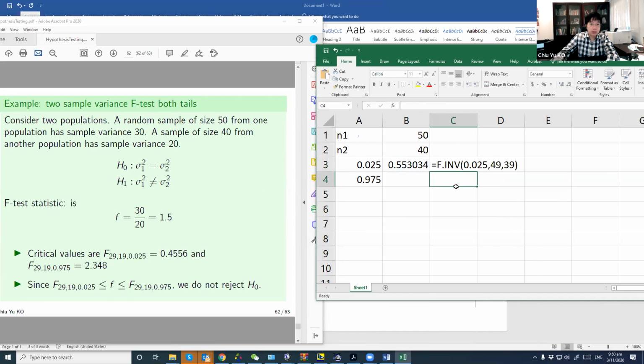So this number, for 49, 39, is 0.5530. Next, we want to look at the right tail, 0.975.